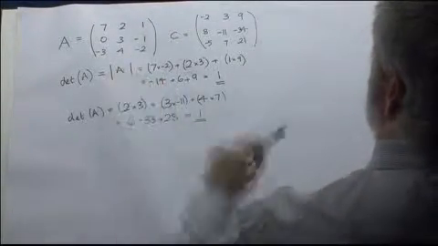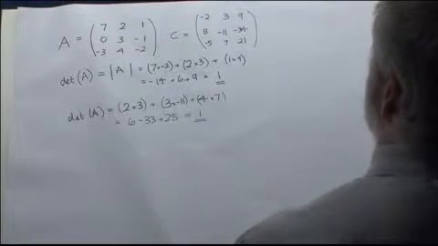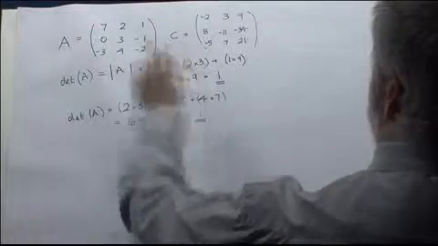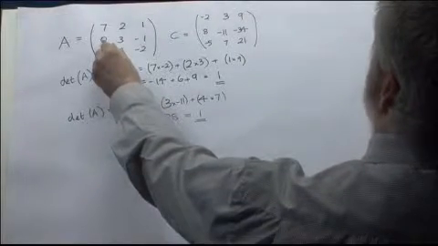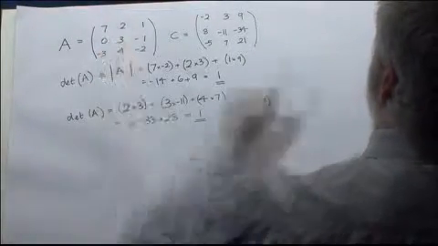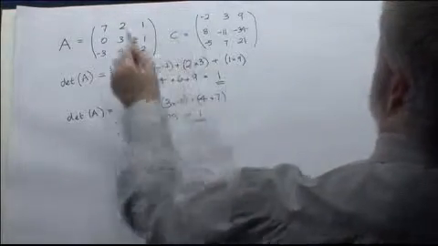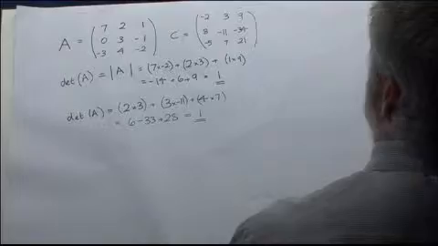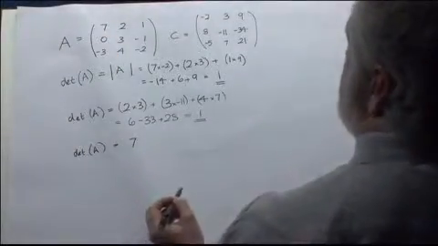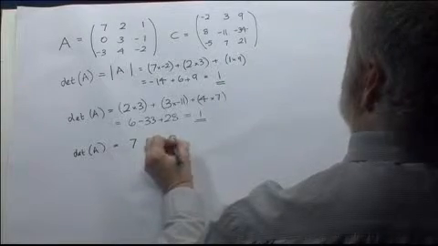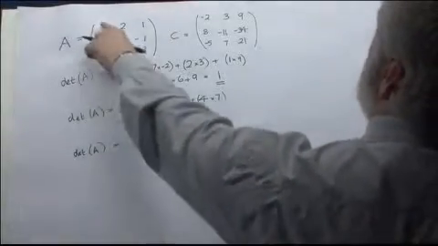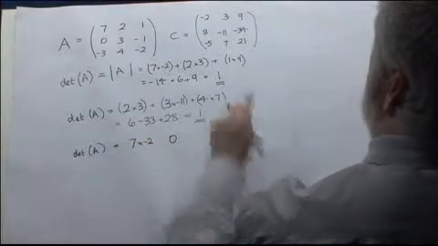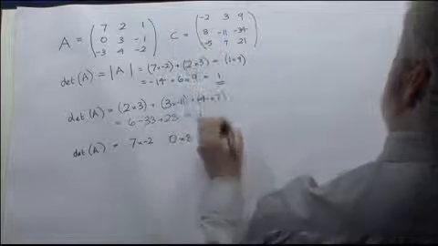And in general, a good idea to keep your workload down is, if you've got zeros in a row or a column, that's a good row or column to choose, because you don't need to actually work out the cofactor that goes with the 0 element, because it's going to end up being multiplied by that 0 element. So if we use the first column, the first value is 7, the next value is 0, and the last value is minus 3. And we then have to multiply these elements by their corresponding cofactors. 7 times minus 2, 0 times 8, and minus 3 times minus 5.